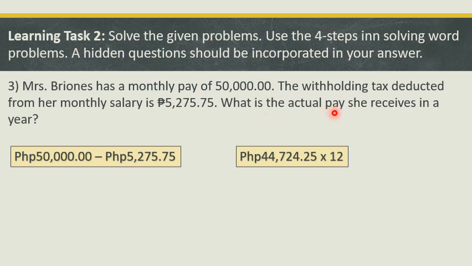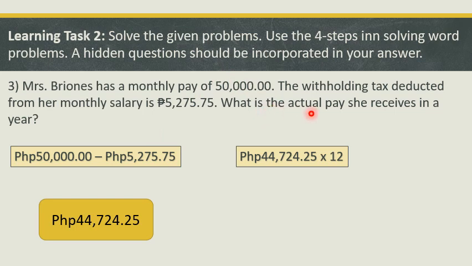So, magkano ngayon yung kanyang nare-receive sa loob ng isang taon? So, magkano daw kada isang buwan? 50,000. Pero, hindi pa yun yung naiuwi niya. Binabawasan pa yun ng tax na 5,275 pesos and 75 centavos. So, magkano talaga yung nakukuha niya sa kada buwan? So, paano gagawin yun? Susubtract natin yung 5,275 pesos and 75 centavos sa 50,000 pesos. So, pag pinag-subtract natin yan, ang makukuha natin difference is 44,724 pesos and 25 centavos. So, ito talaga yung nakukuha niya kada buwan.